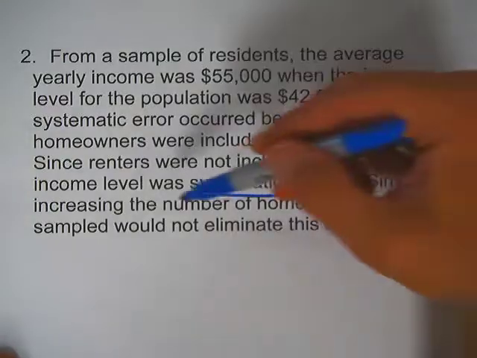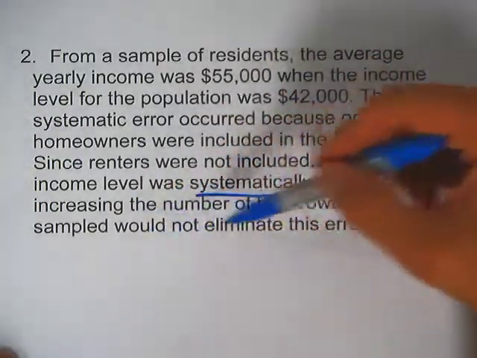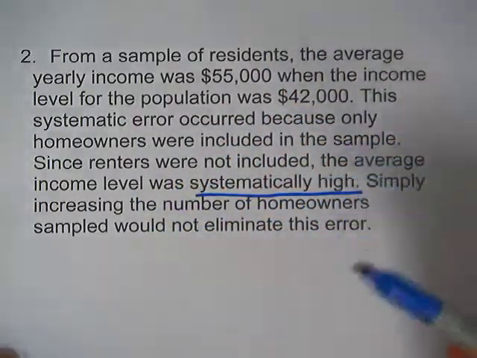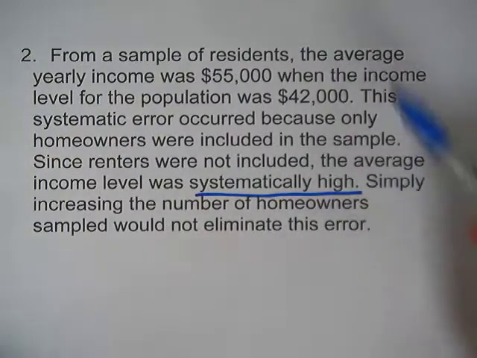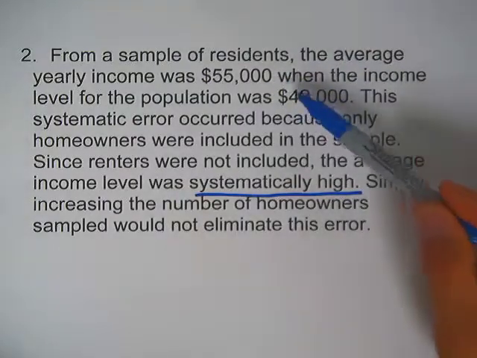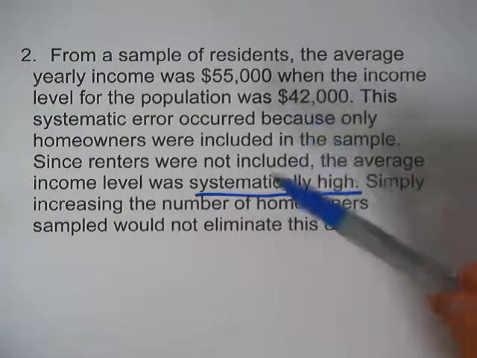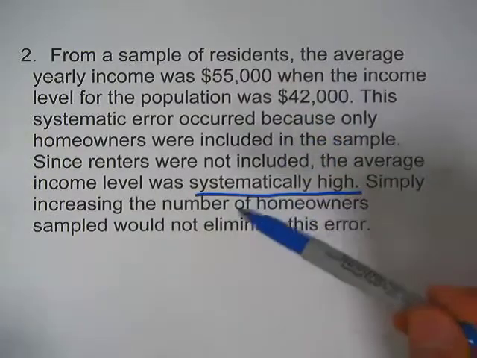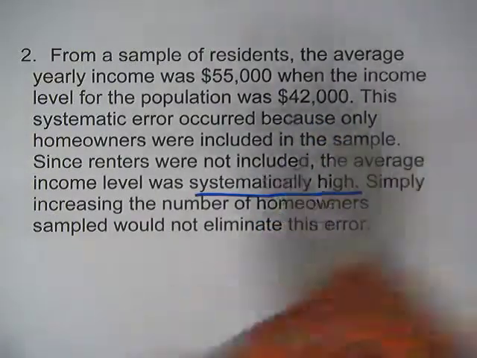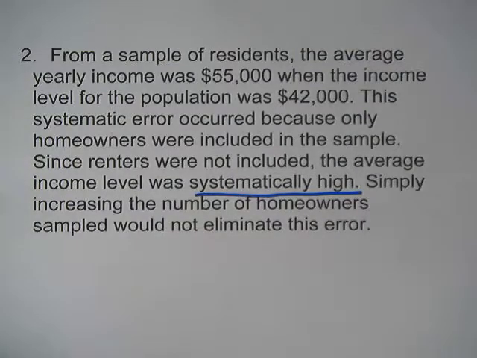Okay, so simply increasing the number of homeowners sampled would not eliminate this error. So if we just sampled more and more homeowners, chances are this number is not going to approach this number. So since this was a systematic error, since the error arose because of the design of our study, increasing that sample size won't change the error.